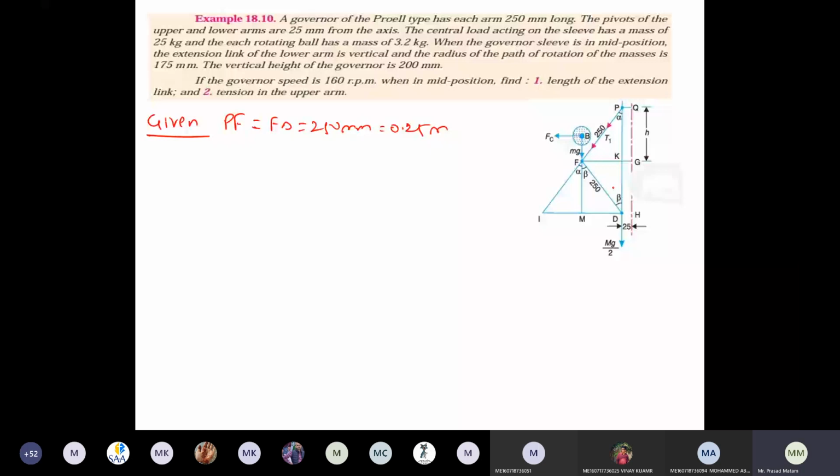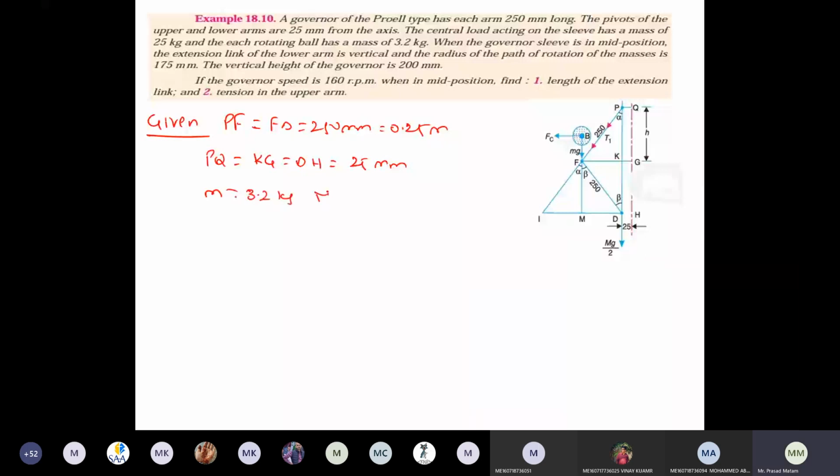Yeah, now let us go for offset distance. That is PQ is equals to KG, that is equals to DH, which is equals to 25 mm. Okay, and mass of the ball, small m. How much mass of the ball? 3.2 kg.